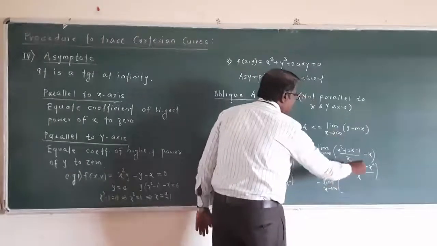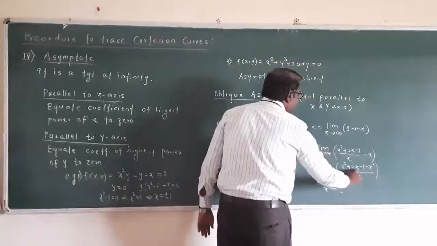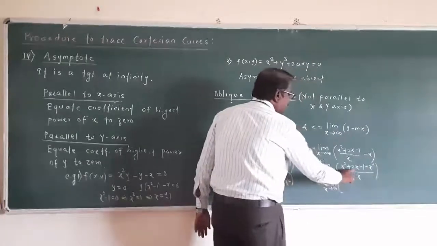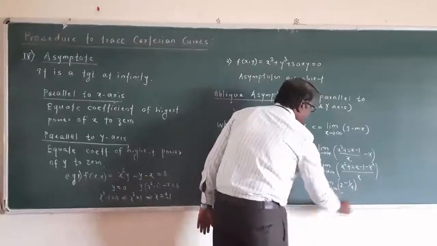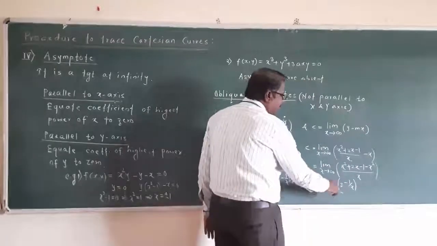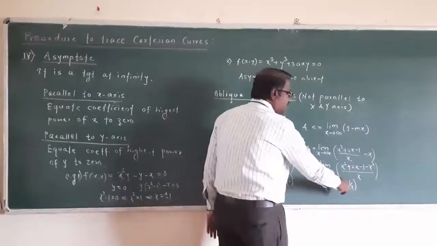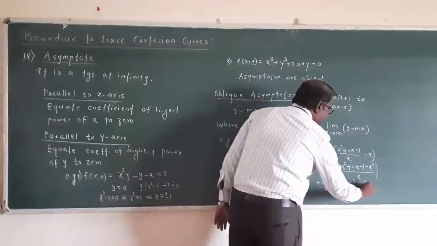So this x square and this x square will get cancelled. So 2x upon x is 2 and minus 1 by x. So 2 minus 1 by x. But as x tends to infinity, this second term tends to 0. So the value of c is 2.